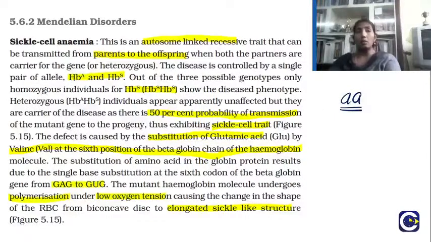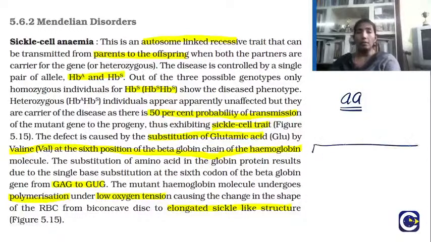So the disease will be controlled by a pair of alleles, HBA and HBS. If it is homozygous, they will be in this form that will show the disease phenotype. Heterozygous individuals will be mostly unaffected and they will be carriers, with 50% probability of transmission. What we call sickle cell trait.